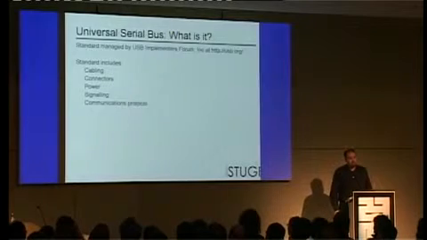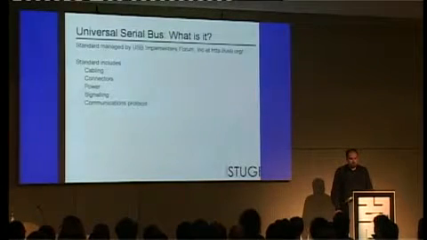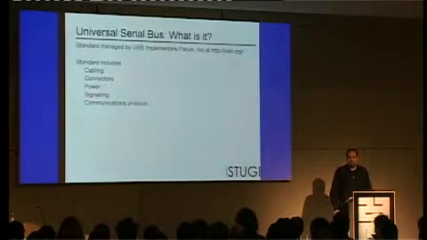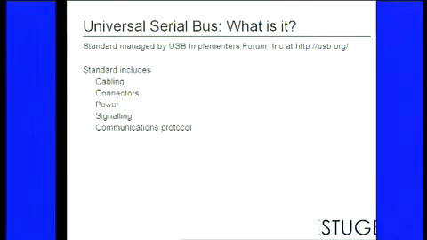So Universal Serial Bus. This is a standard managed by a company called the USB Implementers Forum Incorporated. They do this over at usb.org. And as far as standards development goes, I think they make the outcome of their work really accessible. It's easy to just download the PDF. There's no click-through. There's no agreements. The PDF is just there on the website. It's really, really good.